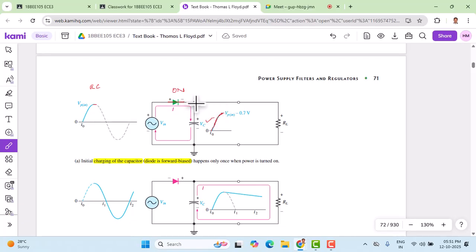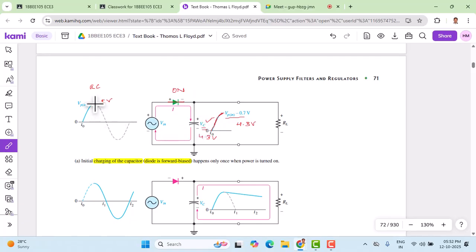If it is a practical diode, then we need to subtract the diode drop of 0.7. That's what we did here. Suppose the peak is 5 volts. Then the voltage across the capacitor is 5 minus 0.7, that is 4.3 volts. So that is the voltage across the capacitor. Let's assume that it has been charged to 4.3 volts. Once the capacitor is fully charged to 4.3 volts, it will act like a source.